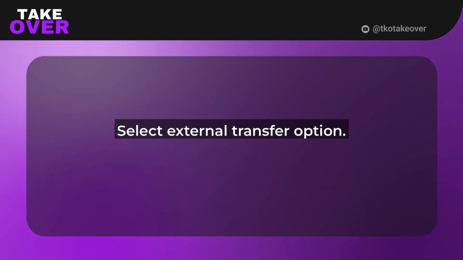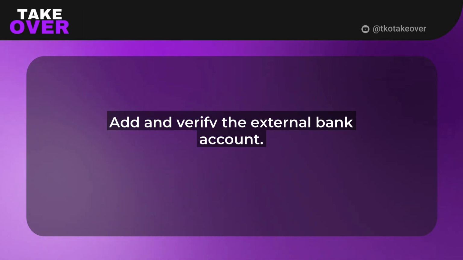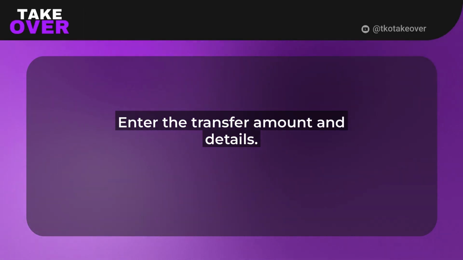Next, select the option for External Transfers. This is where you'll connect to another bank. If you haven't added the external account before, you'll need to do that now. Just enter the routing number and account number of the bank you're sending money to, and Truist will verify it. Don't worry, this is a standard security step.